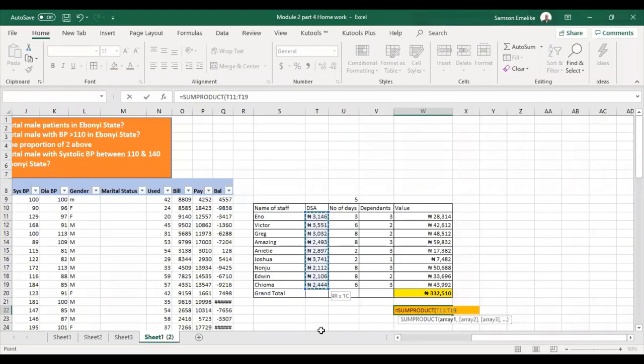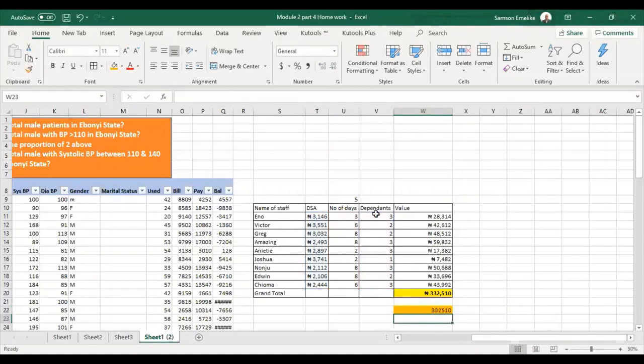Now, assuming there are 1,000 staff that I want to select their DSA, within 2 seconds, it has selected all of them. I put a comma. And then this is the second array. Shift Control down, comma. Shift Control down, done, and enter. So where I'm selecting first is the first place. I hold down my Shift, hold down my Control, hit my downward arrow.